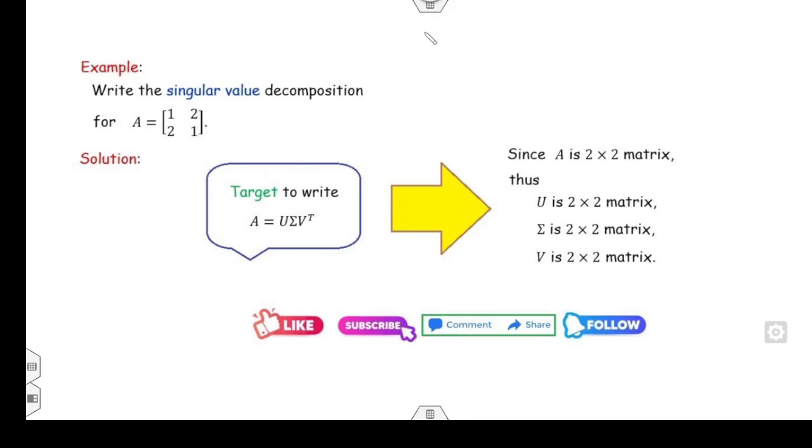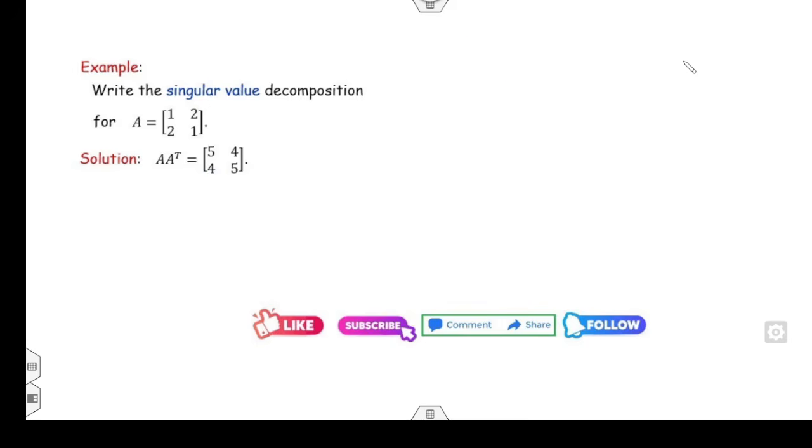Now, let's start with step number 1. Your target is to compute the value of A into A transpose and A transpose into A. So can you find the value of A into A transpose? This is 1, 2, 2, 1. Find the transpose: 1, 2, 2, 1. If you multiply them, 1 plus 4 is 5, 2 plus 2 is 4, 2 plus 2 is 4, 4 plus 1 is 5. So your A into A transpose is 5, 4, 4, 5.